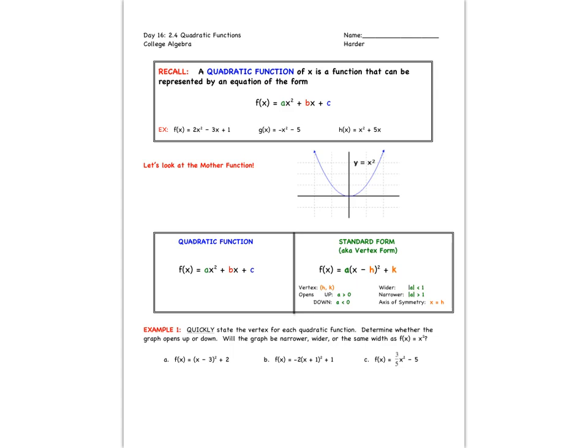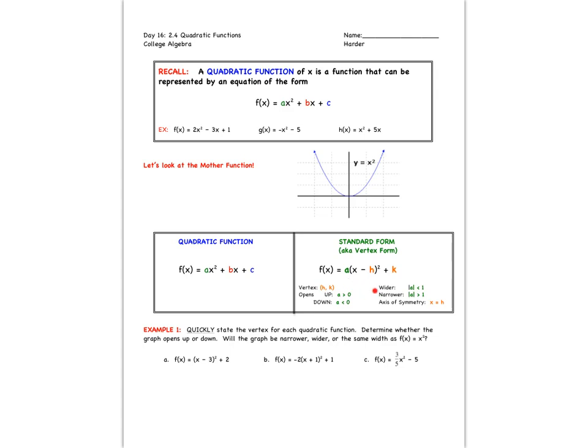If we scroll on down to this box here, here's what we're used to: f of x equals ax squared plus bx plus c. That's our quadratic function. And you have seen this standard form, or we've called it vertex form before, where f of x equals a times the quantity x minus h squared plus k. So our vertex is (h, k). If a is positive, we're opening up. If a is negative, we're opening down.